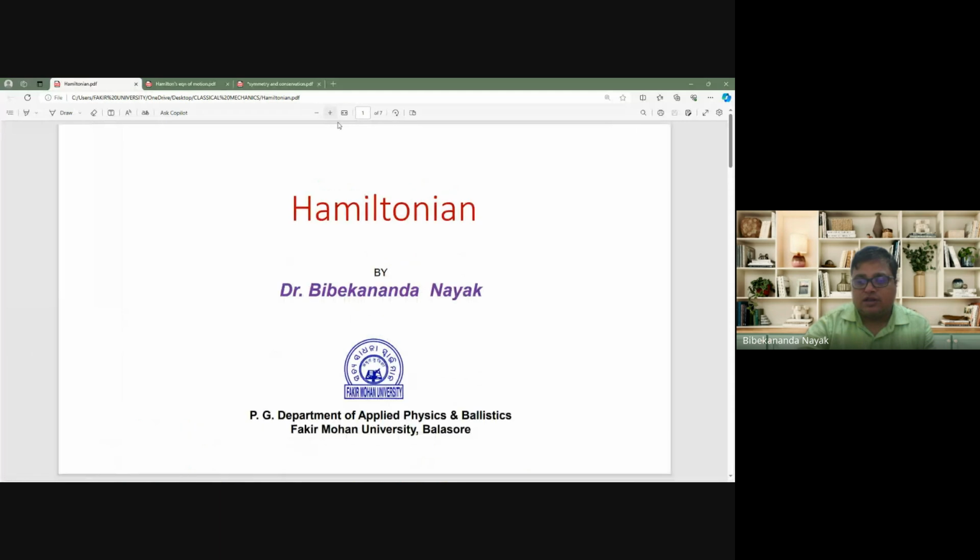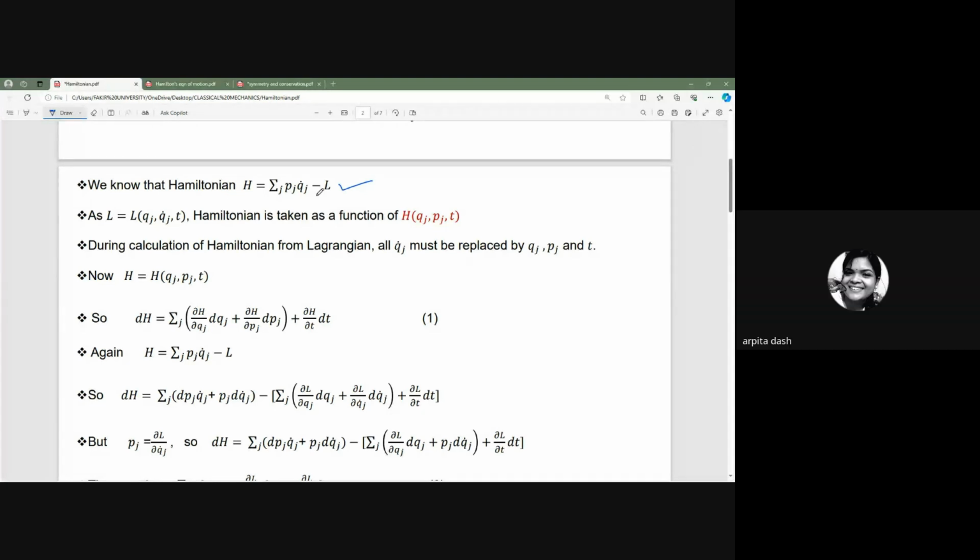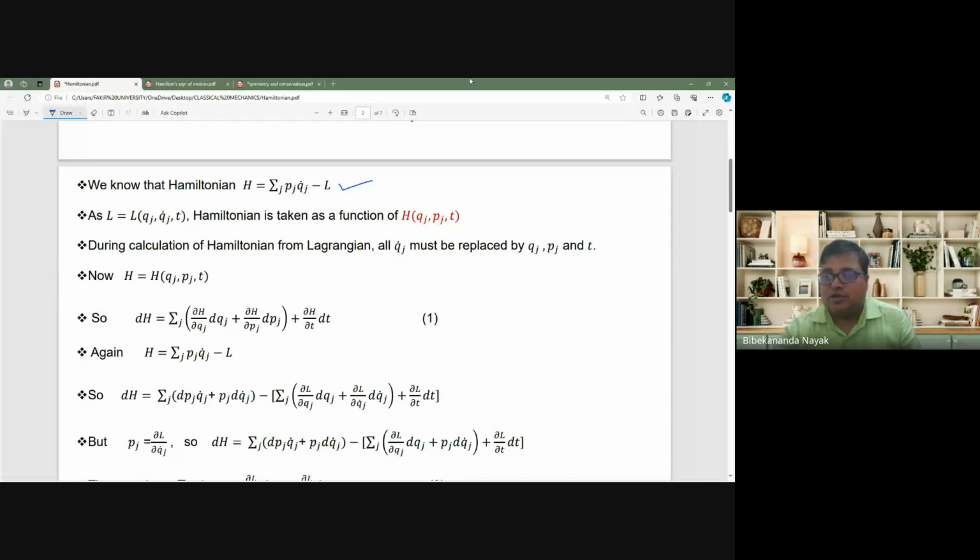So basically, very important, with the Hamiltonian equation we got that the Hamiltonian is equal to summed over j Pj Qj dot minus L. Clear? Or any doubt? No, sir. Okay. This is a very important equation because this paper is mainly based on Hamiltonian dynamics, or Hamiltonian formulation. So this is the starting equation. The Hamiltonian is related to the Lagrangian by this equation. An important thing is the Hamiltonian is a function of Qj, Pj, T, while the Lagrangian is a function of Qj, Qj dot, T. During calculation of the Hamiltonian from the Lagrangian, all Qj dot must be replaced, so there should not be any Qj dot inside the Hamiltonian.